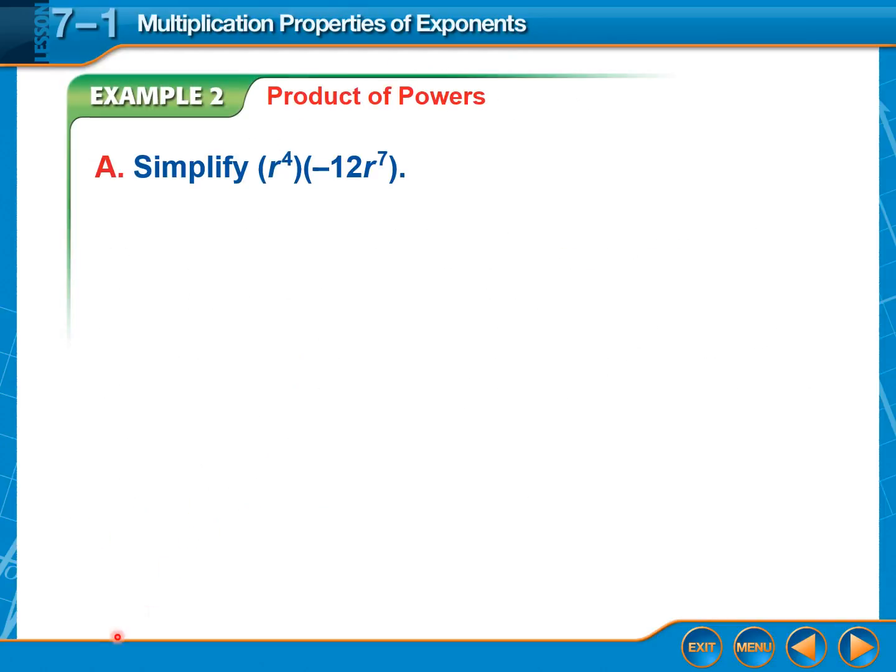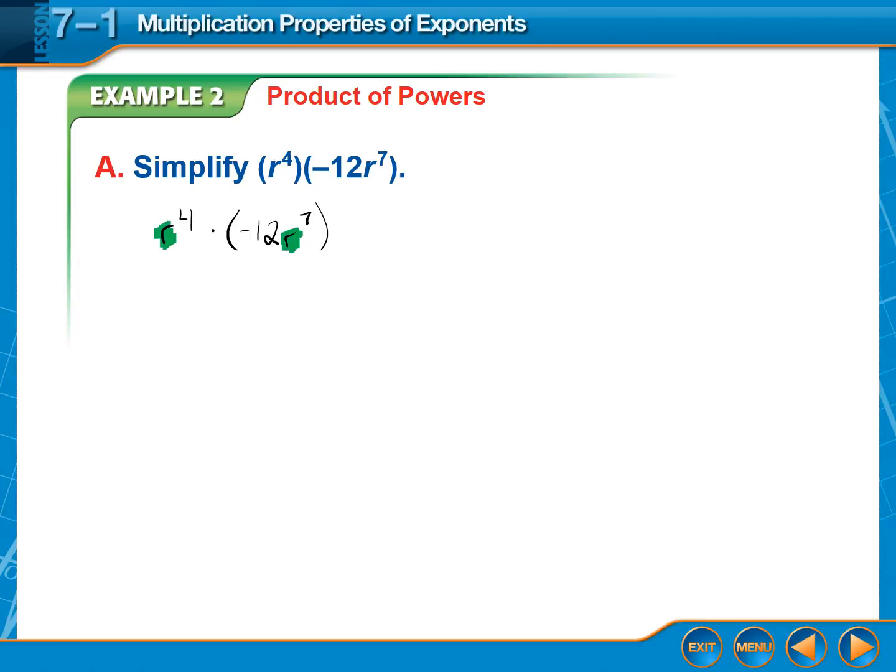So let's take a look at an example. So r to the 4th power times negative 12 times r to the 7th power. So we want to simplify this. So we're doing r to the 4th times negative 12 r to the 7th. Well, if I look at my two expressions here, I see that I've got two exponents that have the same base. I have the base of r and r.